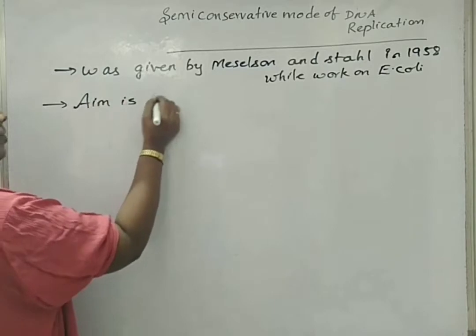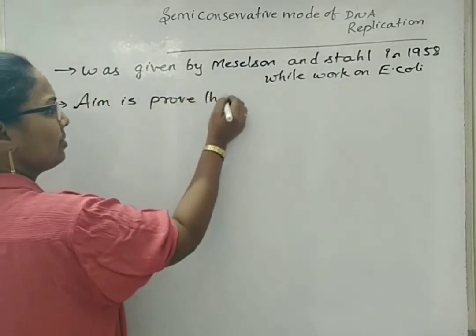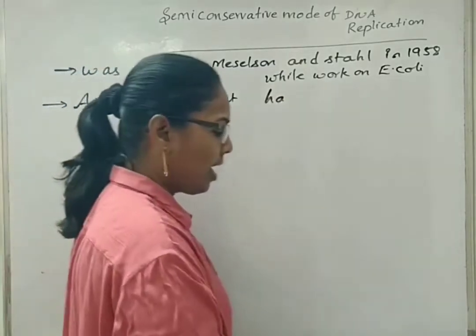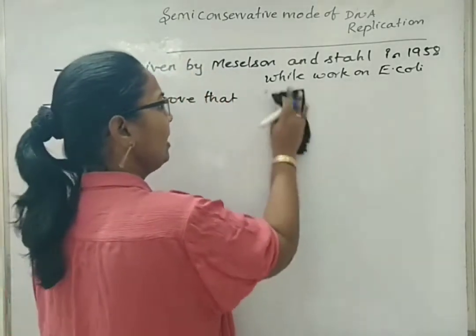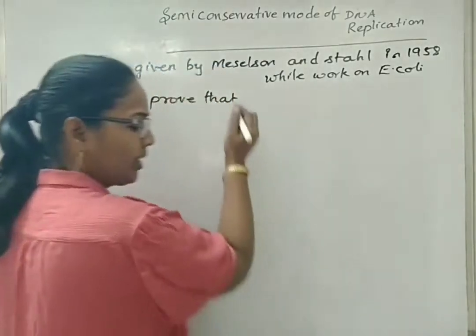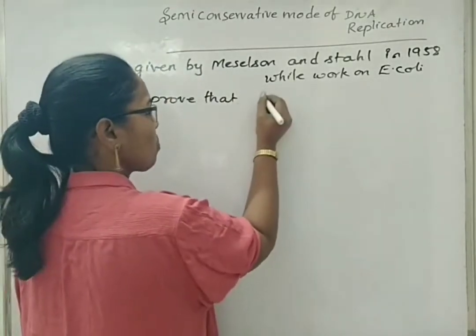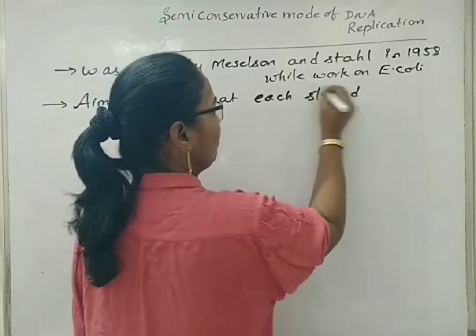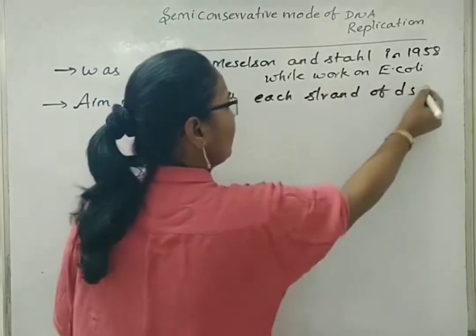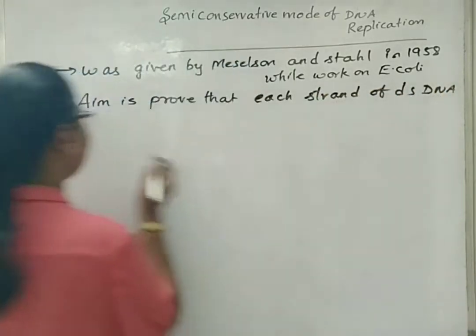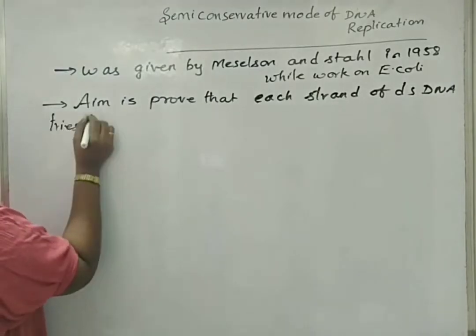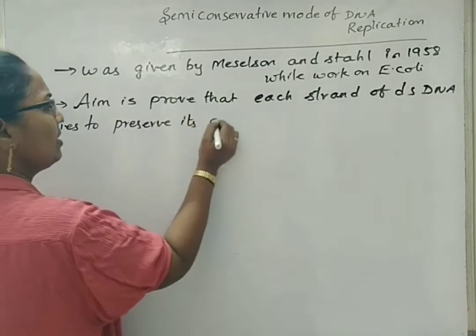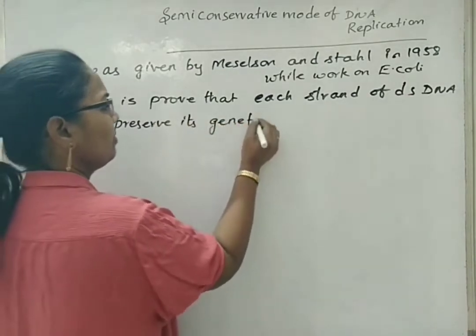Aim is to prove that at least half of the genetic material, that is the DNA strand, tries to protect its own genetic material. Double-stranded DNA tries to preserve its genetic information.